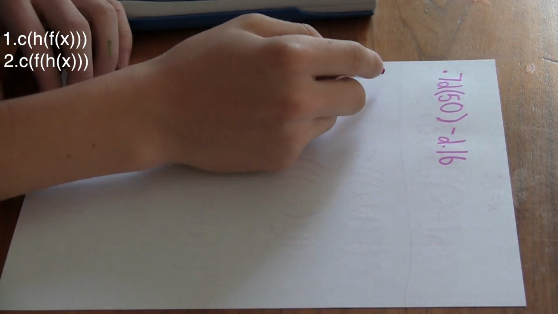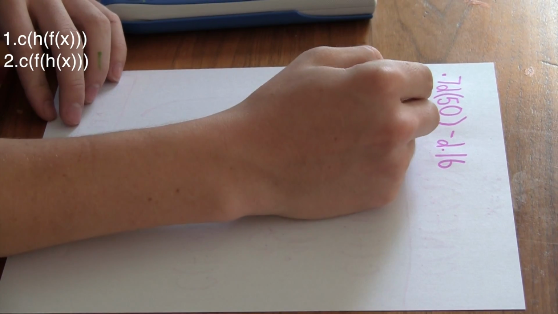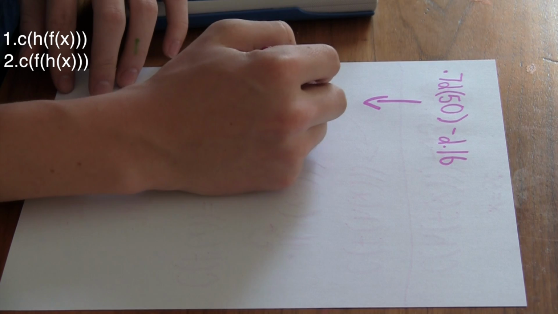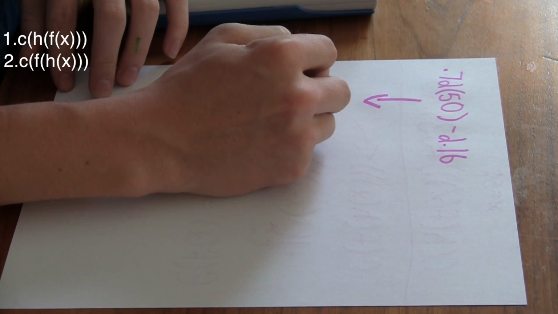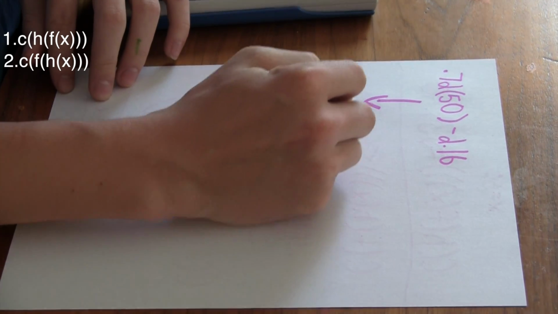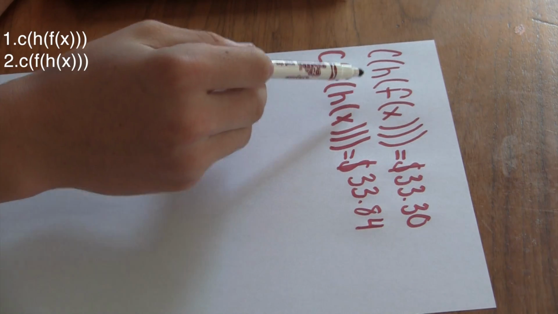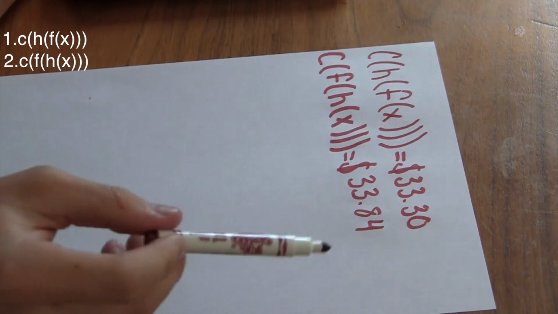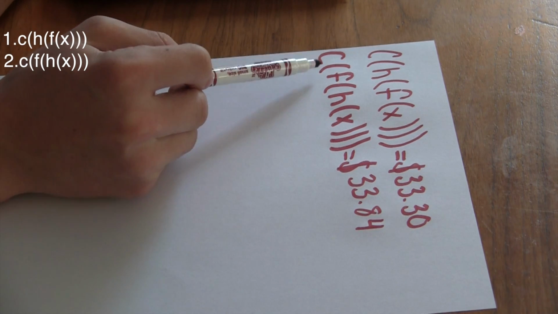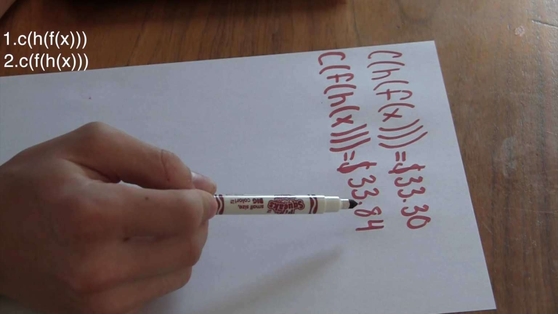Okay, so here I have the numbers plugged in, 0.72 times 50 minus 2.16. We're going to bring it down. So the total cost is going to be $33.84. C of h of f of x equals $33.30. And we've also completed C of f of h of x, and that equals $33.84.